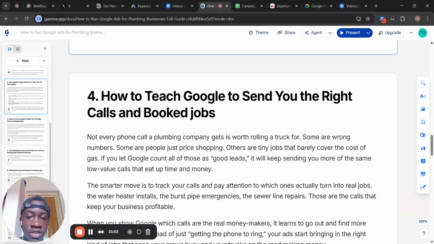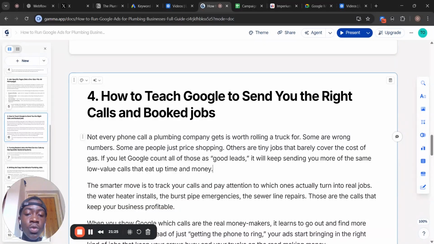Some are wrong numbers. Some people are just price shopping. These people maybe don't qualify for your service, and you don't want to be sending this data back into Google. Others are tiny jobs that barely cover the cost of gas. If you let Google count all of those as good leads, it keeps sending you more of those low value calls that eat up your time and money, like I just explained. So you have to actually feed good data back into Google: people that actually pay you a lot of money, people that actually qualify for your services, people that are not price shopping around. These are the kind of people you should send back as data into Google, to get more of those kind of people to you.